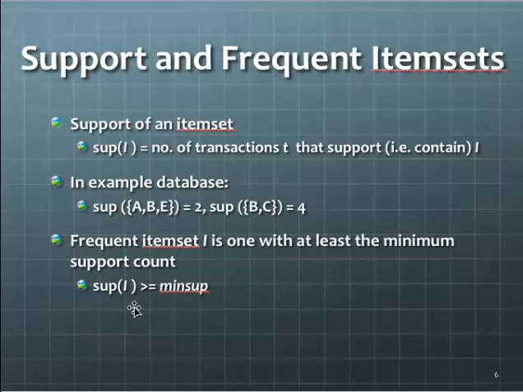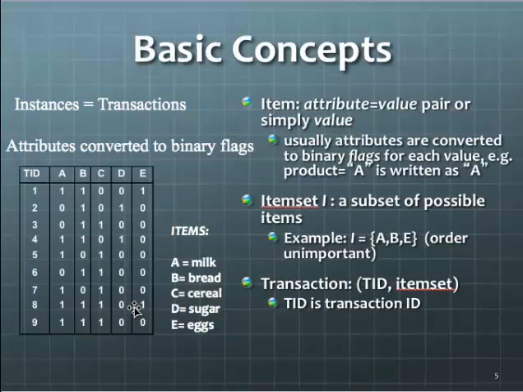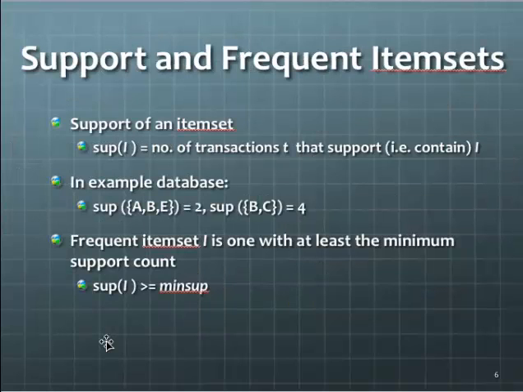Then let's see another example. Try to find the support of the item set B and C. Let's go back again to see how many times B and C exist together. We can see that in transaction 3, transaction 6, transaction 8, and transaction 9, B and C exist at the same time. So there are 4 transactions in this dataset that include B and C. So the support of the item set B and C equals 4.